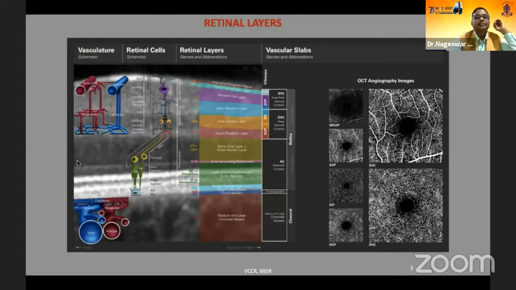This is the cartoon, the pictorial depiction. It's a nice picture, given the background. We are seeing the OCT picture, the layers of the OCT, and nicely designed cellular connections of the retina, as well as the layers which are written here.